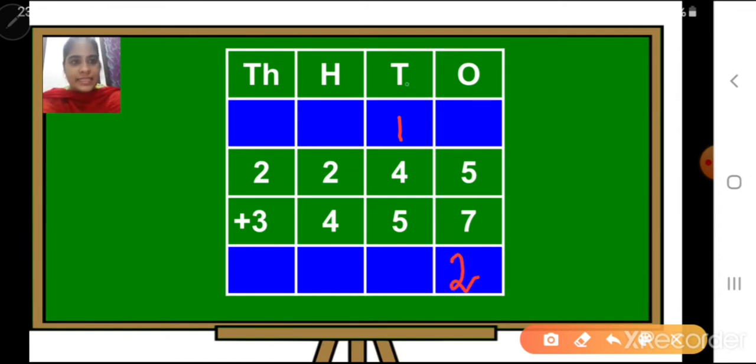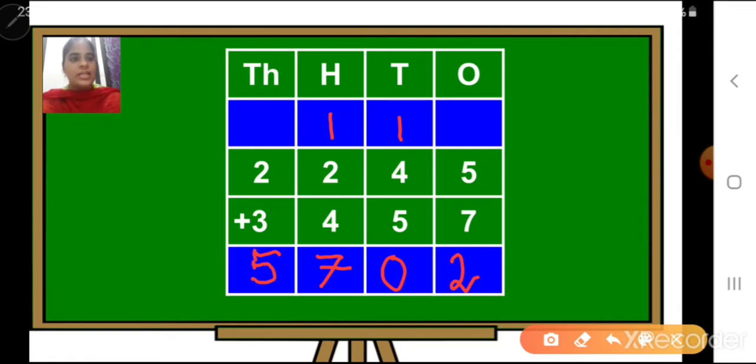Then in tens place we start adding from the carry over. That is 1 plus 4 plus 5, which is 10. 1 plus 4 is 5, 5 plus 5 is 10. Again 1 will be carry over at hundreds place and 0 we have to write at tens place. Then at hundreds place we have 1 plus 2 plus 4. 1 plus 2 is 3, 3 plus 4 is 7. So we will write 7 at hundreds place, and at thousands place we have 2 plus 3, which is 5.